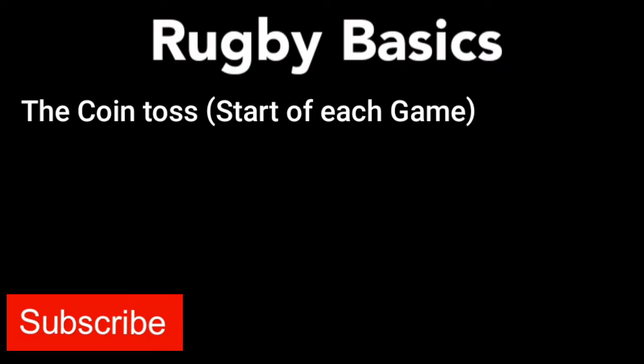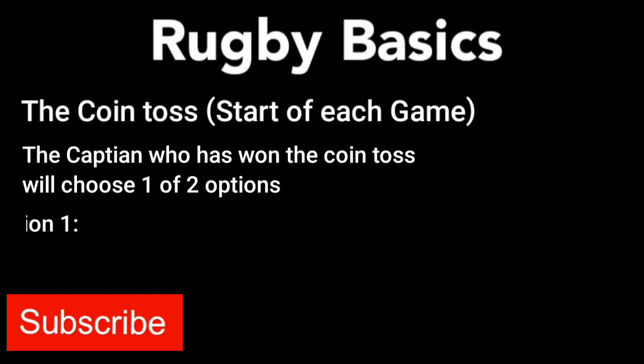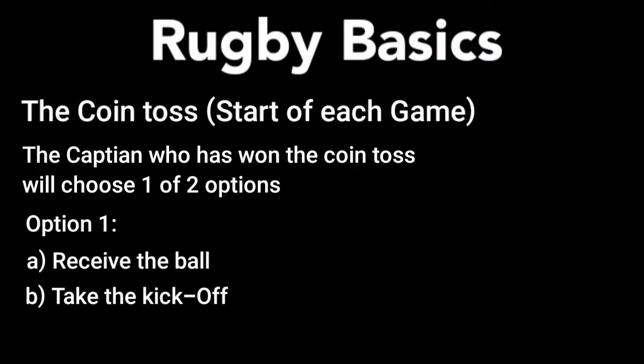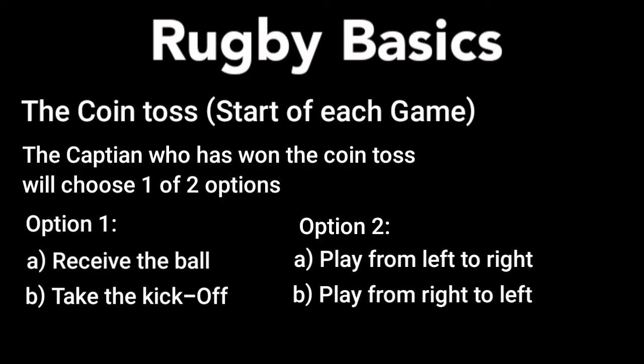So a coin toss happens when a ref takes a coin and flicks it in the air, and then whichever rugby captain has been given the option to call heads or tails will make a call, and once that call has been made, they will be given one of two options. So option one would be to either receive the ball from the kickoff or kick the ball themselves. Then once they have made this decision, the other option would be left to the captain who has lost the coin toss. That captain would then choose to play from left or right.